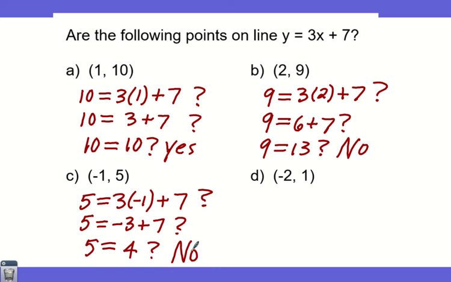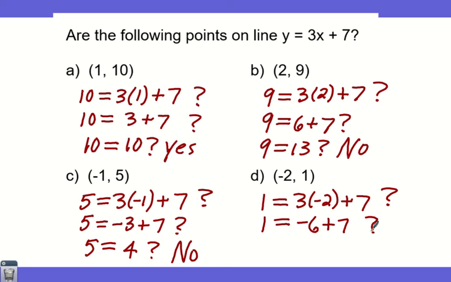Well, let's see about negative 2 comma 1. That would be the 1 in for the y, and the negative 2 in for the x, to see if it makes the equation true. So, does it? 3 times negative 2 is negative 6. So does 1 equal negative 6 plus 7? Negative 6 plus 7 is 1. Does 1 equal 1? Yes, it does. So it looked like A and D would be points on the line. And that's how it's done.